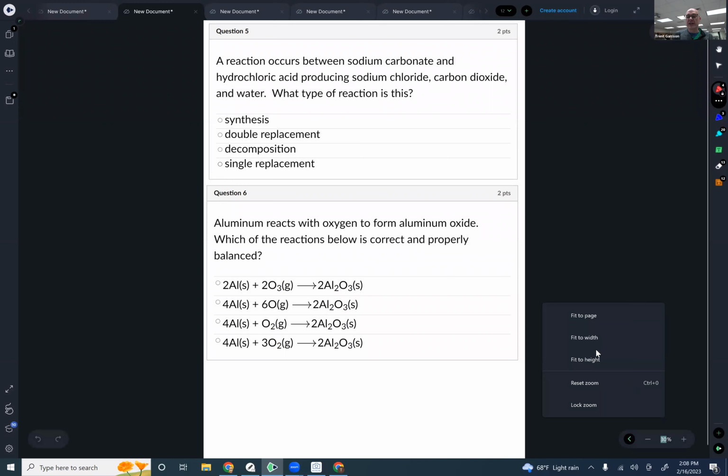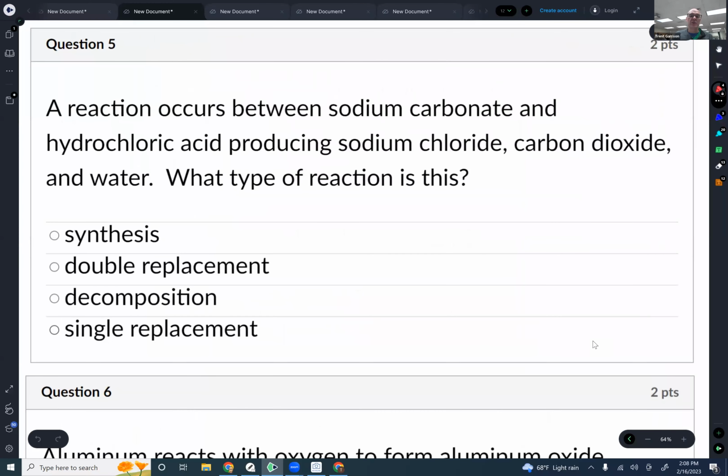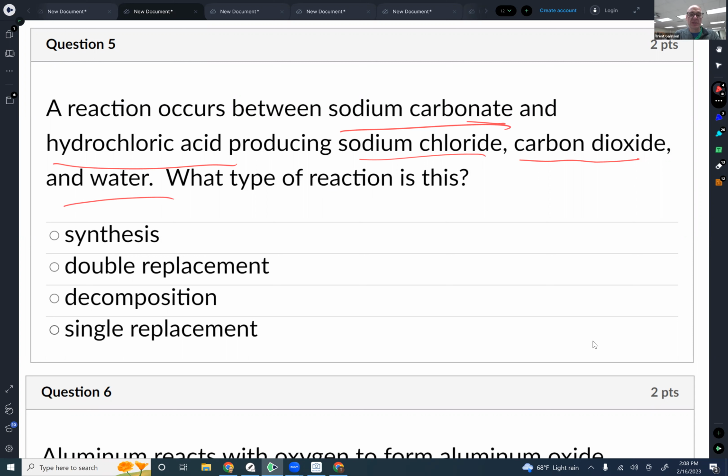And on question 5, we have a reaction. It says that sodium carbonate and hydrochloric acid produce sodium chloride, carbon dioxide, and water. What type of reaction is this one? So this should be a decomposition. It's breaking apart and it's making more pieces. So it has 2 on one side, it has 3 on the next.